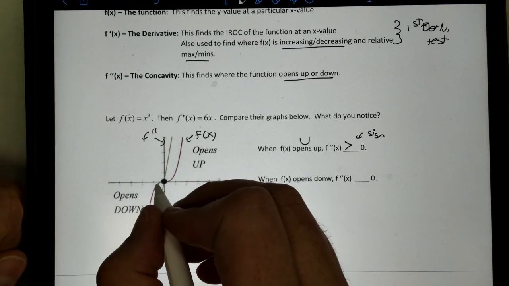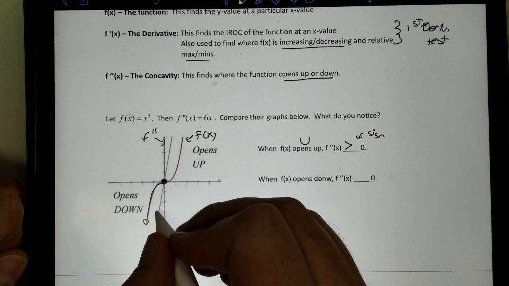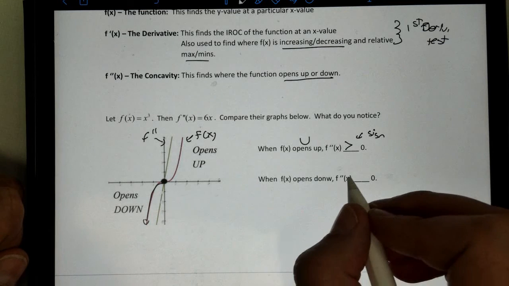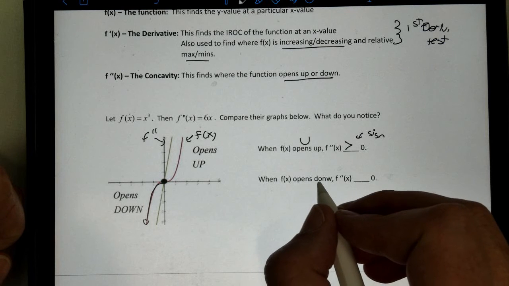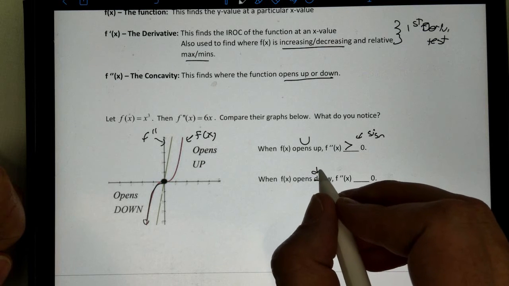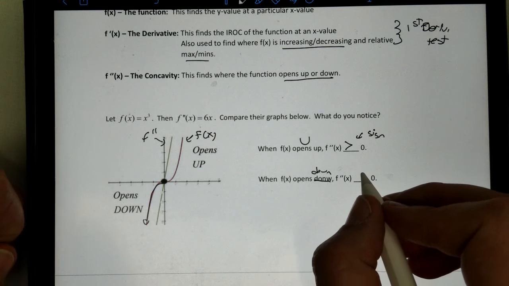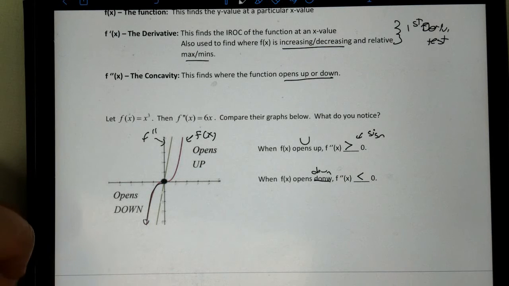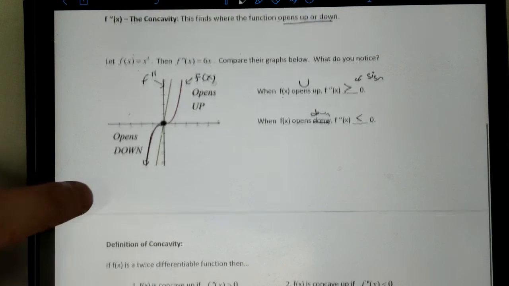Same thing here. Here we have the graph as being concave down. Well, look at the line. We're below the x-axis. So that's telling me that if the function opens down, oh my gosh, spell check did not catch that one. If the function's opening down, then we can say that the second derivative is less than 0. So let's go ahead and give a more formal definition of concavity.